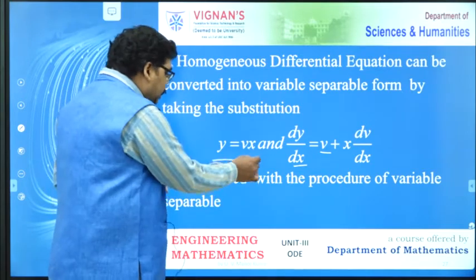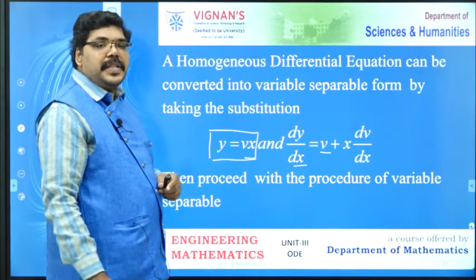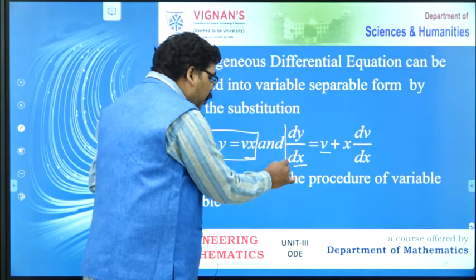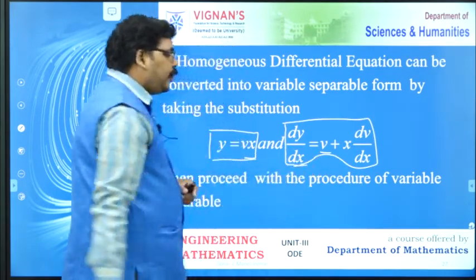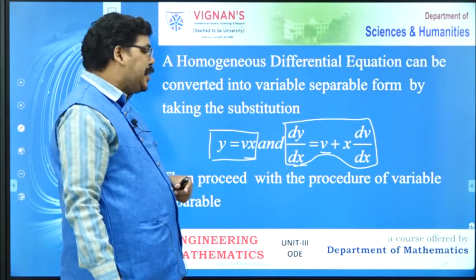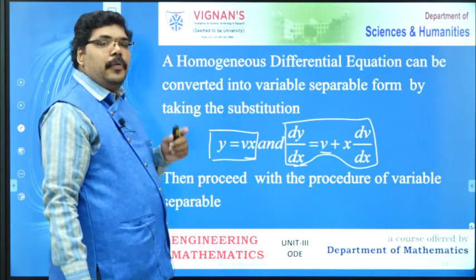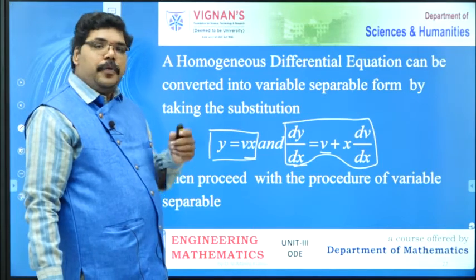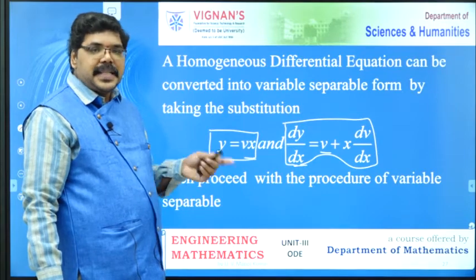So this is the substitution we use. When we substitute y equals vx, by differentiating both sides with respect to x, we get this result: dy by dx equals v plus x into dv by dx. So using these two relations, we can reduce a given homogeneous differential equation into variables separable form, and then we can solve it. Let us see some examples.